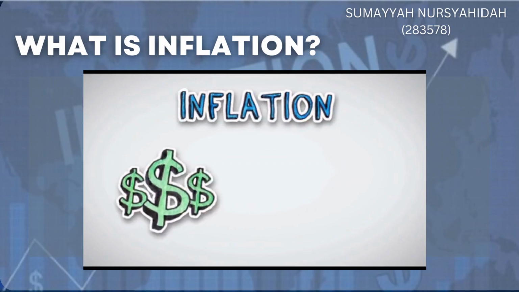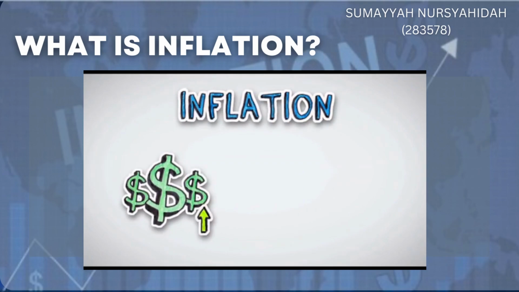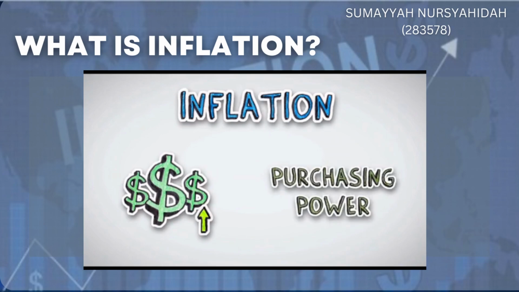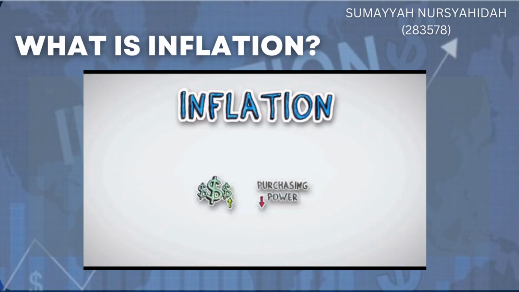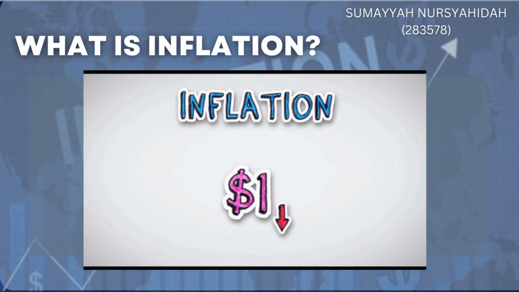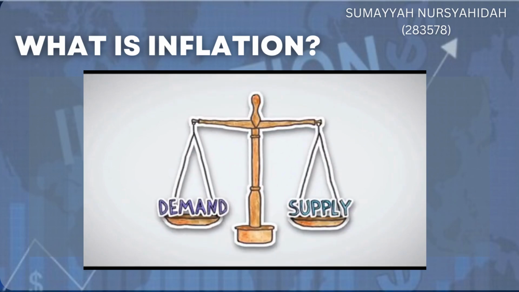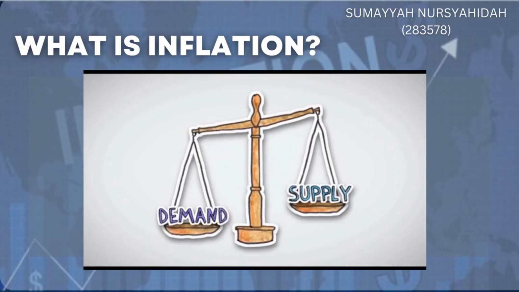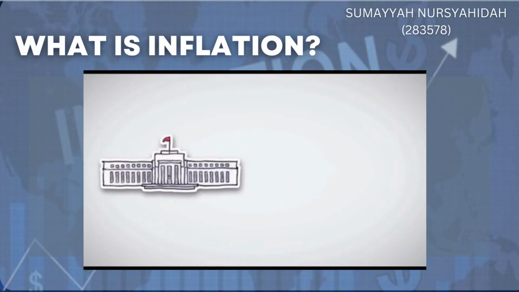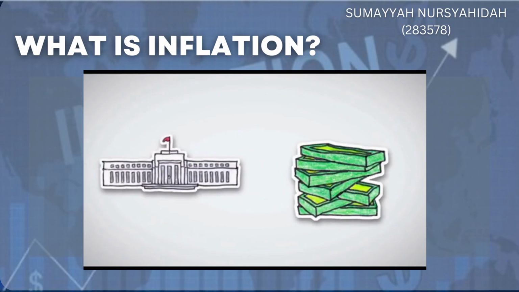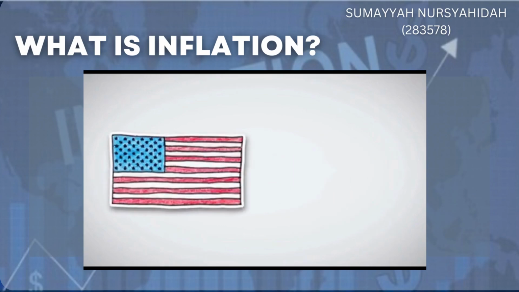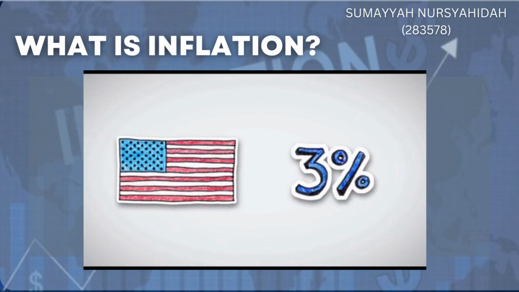Inflation causes a rise in prices and also causes the value of your money, known as purchasing power, to decrease. Claire's $1 is worth less today than it did last year. In general, the demand for goods and services in an economy is greater than the supply, causing prices to rise and therefore inflation. Governments can control the inflation rate by adjusting the supply of money in the economy. Developed countries like the US try to keep inflation around 3%.